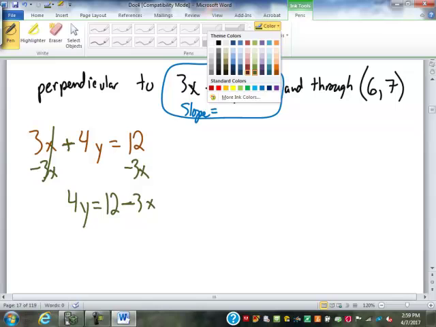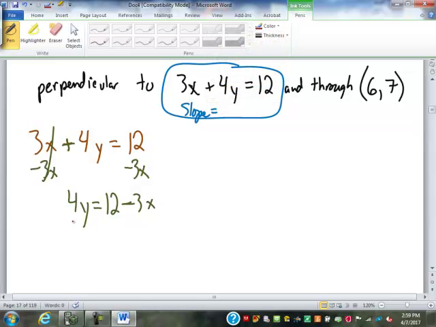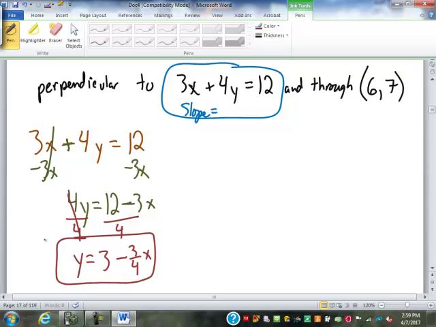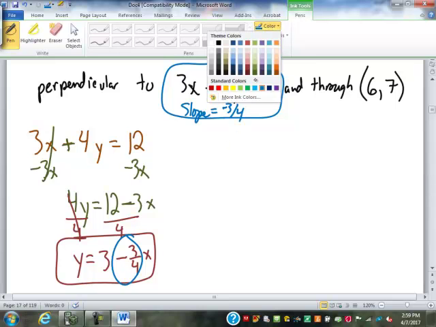And then divide by 4. So y equals, we got to divide each term over here by 4. So 12 divided by 4, 3. Negative 3x divided by 4, negative 3 over 4 x. So what's the slope of this equation? Negative 3/4.